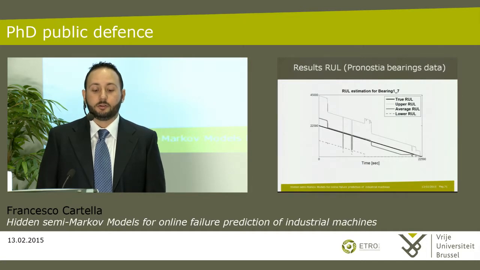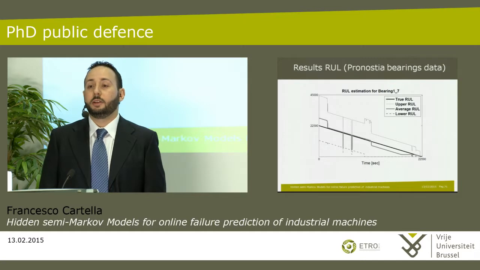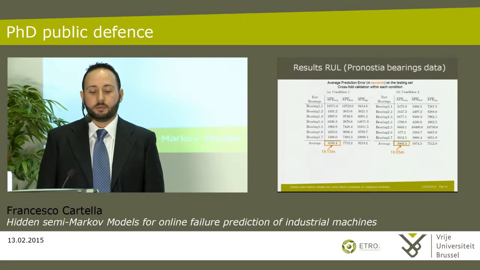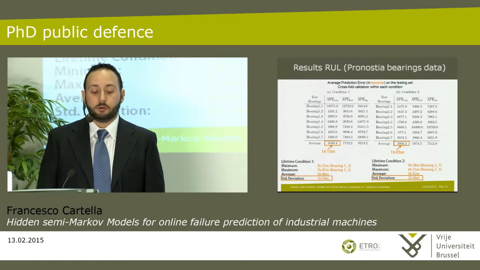Then we also applied our estimation to a real use case, again on the prognostic monitoring data. And as we can see from this figure, also in this case, we obtained quite accurate estimations. And in terms of average absolute prediction error, we obtained values of around 1 hour, which is a satisfactory result if we consider the limited amount of data available, but also the high variability in the bearing lifetime.